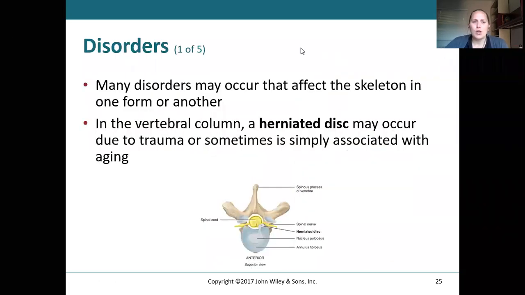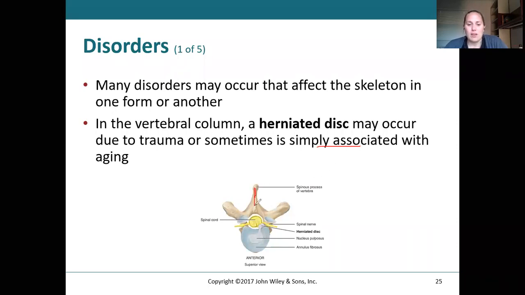Okay, so in terms of disorders of this particular region, there are many disorders that may affect the skeleton in one form or another. In some cases, there are disorders that will affect the entire skeleton. We talked about osteoporosis and how that affects bone health. So if it's affecting bones, it could affect this region as well. But in the vertebral column, a herniated disc, this again is the disease state that I was referring to earlier. It can result from trauma, or it can simply be associated with aging as well.